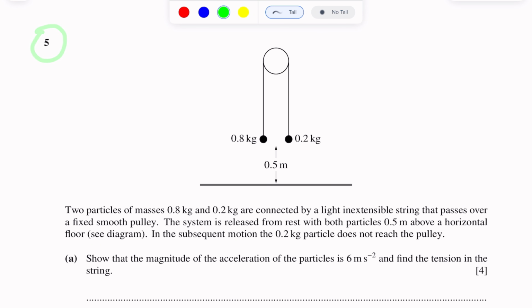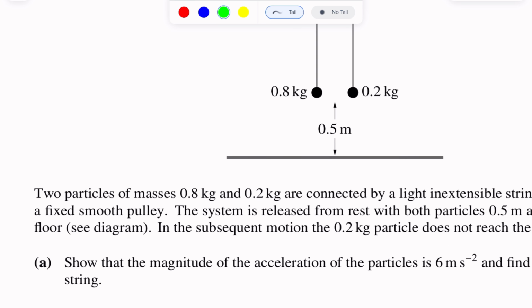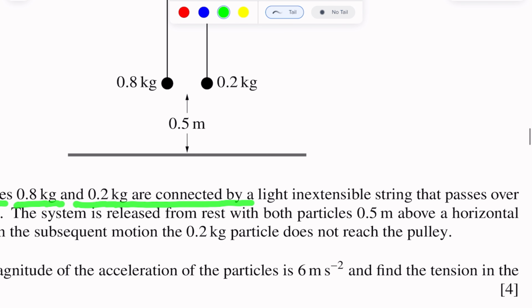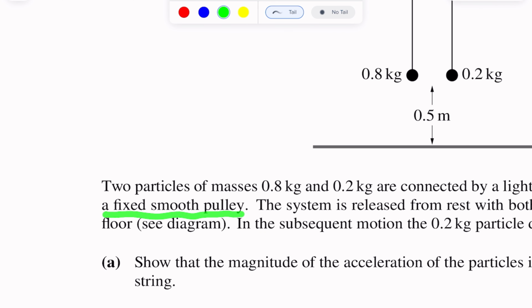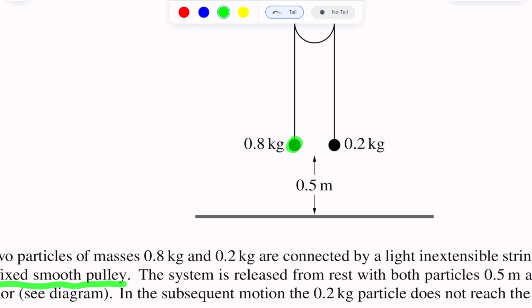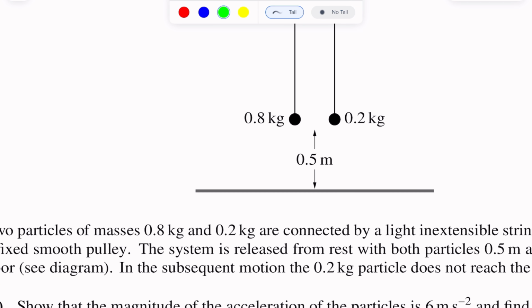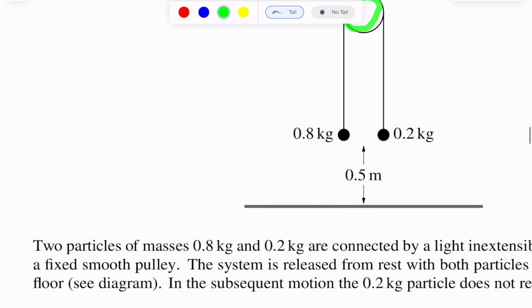Question number 5. This question is from Newton's laws of motion. Two particles of masses 0.8 kg and 0.2 kg are connected by a light inextensible string that passes over a fixed smooth pulley. These are two particles. This is a lightweight string passing over a pulley. The pulley is smooth, no friction in it.